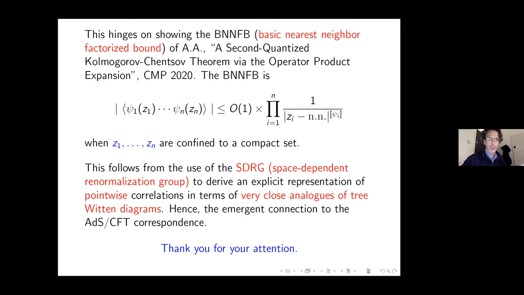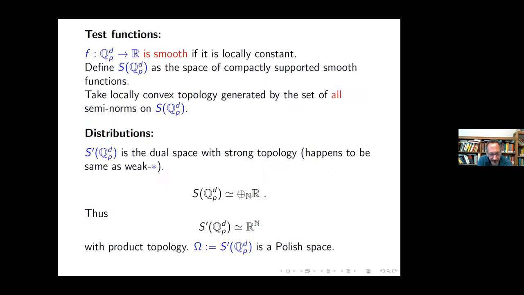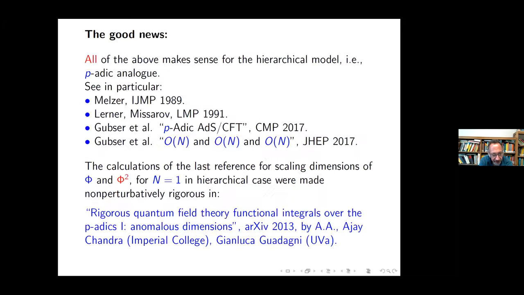Are there any models with vector valued fields for the p-adics? Yes, there are. Is it possible to formulate gauge theories over the p-adics? Okay, so yes. So I mentioned this.